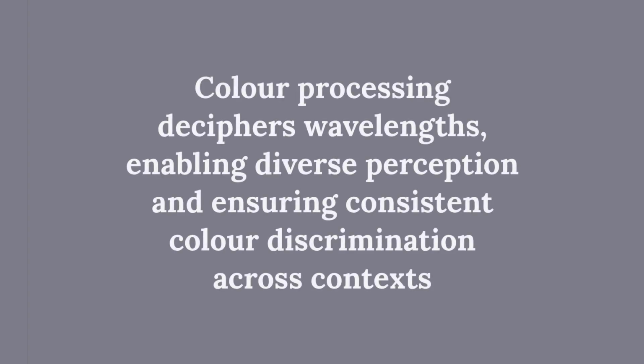Color processing deciphers wavelengths. It allows diverse color perception. Neural circuits handle this process. Color discrimination and constancy are key. This ensures consistent perception across contexts.